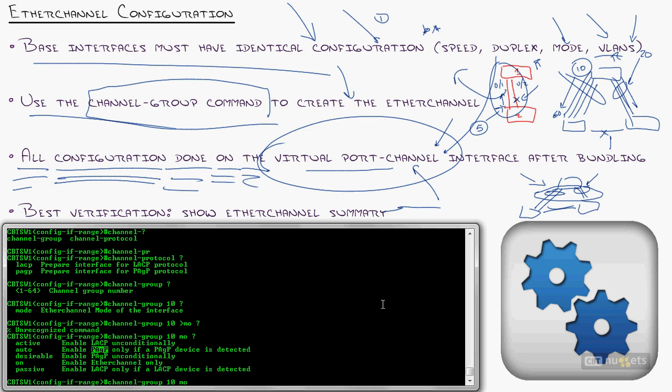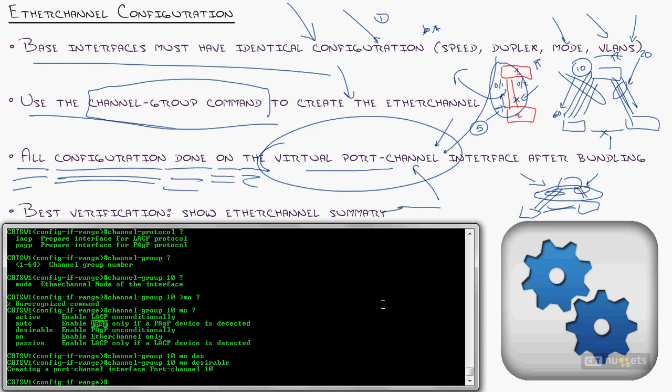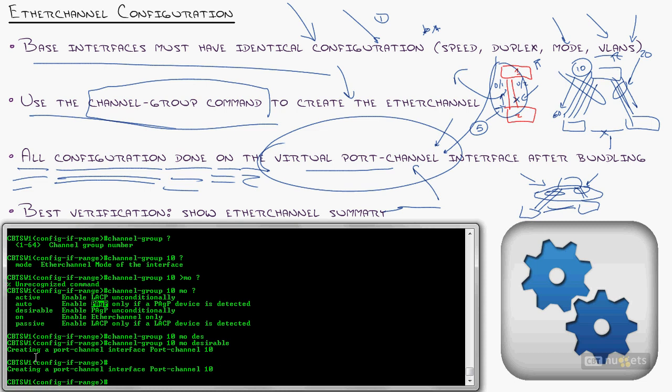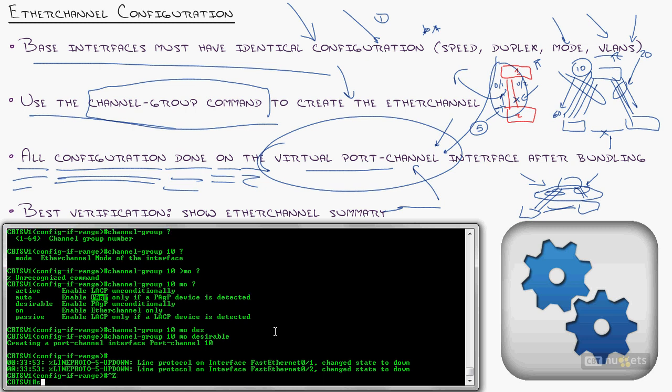Anyway, so what are we going to use? Let's use, all in favor of PAGP. I am. So let's say channel group 10 mode desirable. Good. So look at creating a port channel interface, port channel 10. It just took the interface down. It's like, whoa, what just happened there? So it just went in there and created a port channel.